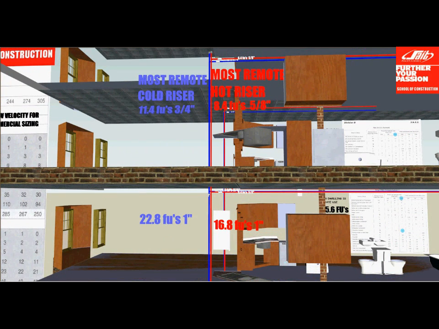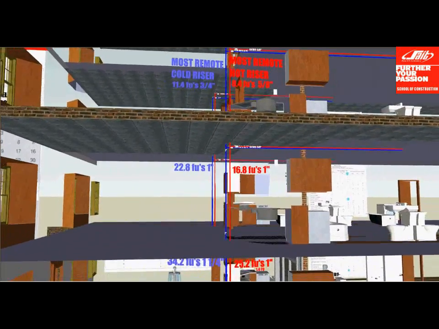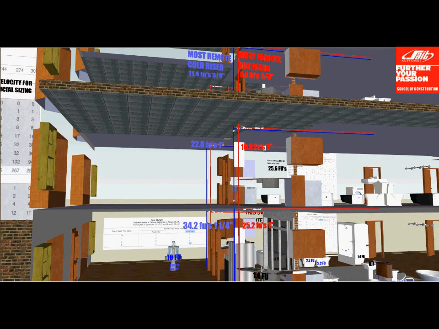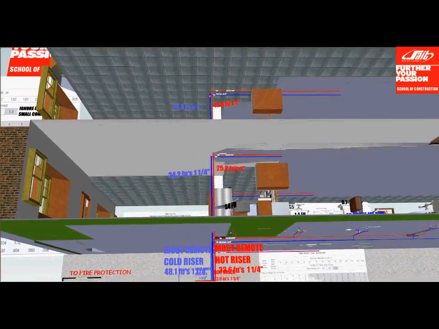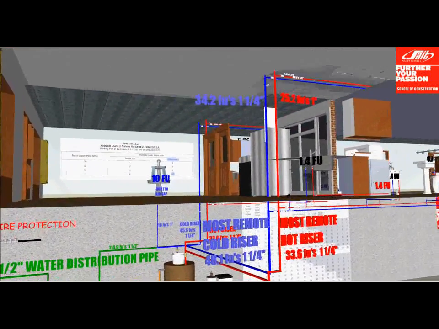The floor beneath will have accumulated 16.8 hot fixture units, and upon looking at the table you will realize the pipe size will be 1 inch in size. The most remote hot riser will continue to increase in pipe size as we travel downwards, or backwards, for a total hydraulic load of 33.6 fixture units at its base and a pipe size of 1.25 inches.